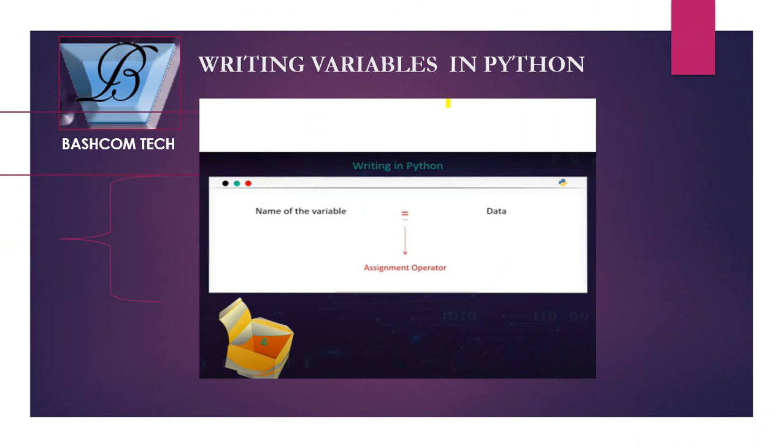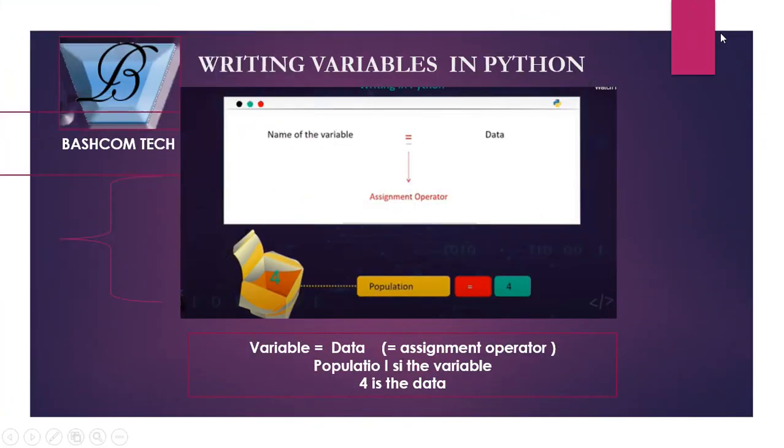Now, how do we write variables in Python? There are three major components you need to have. Number one, you have to have the name for the variable. Number two, you have to have the assignment operator. Number three, you have to have the data. Let's say, for example, we want to write Python code that says the population of a country is equal to 4. You have to write it in this format. The three important things are the data, the assignment operator, and the variable name.